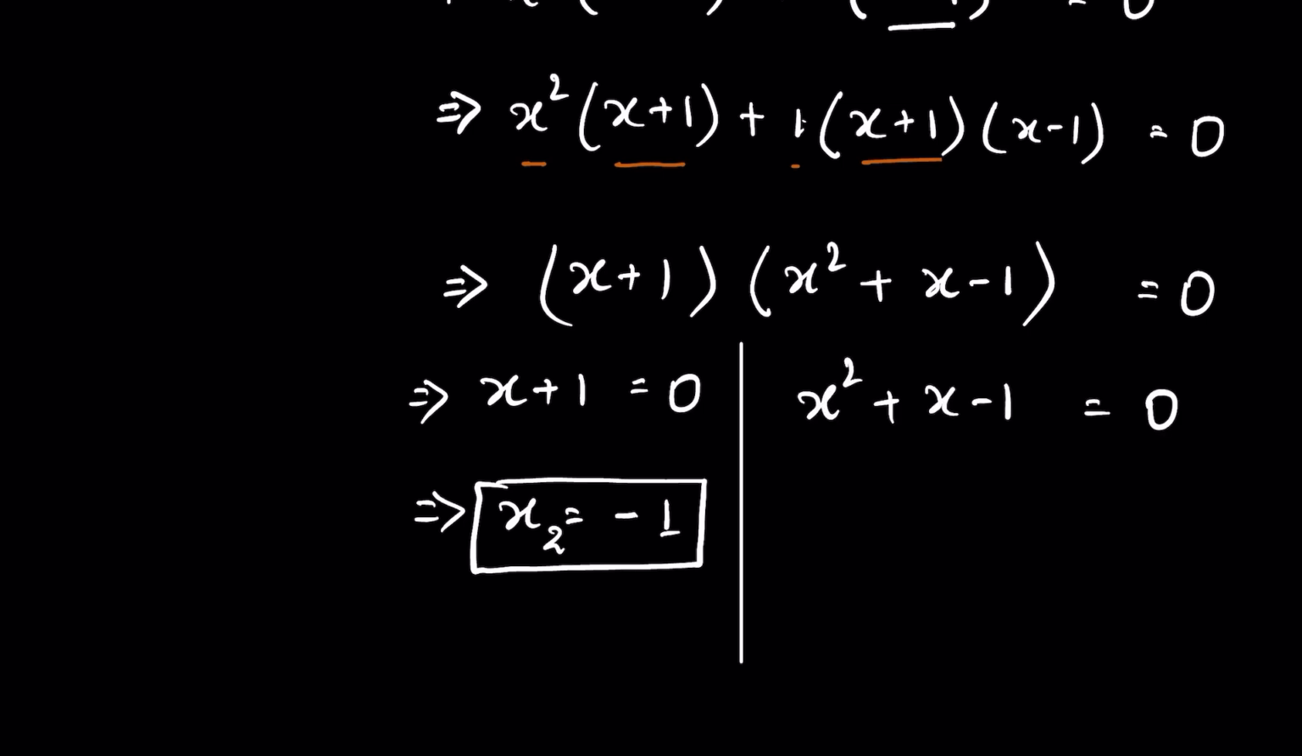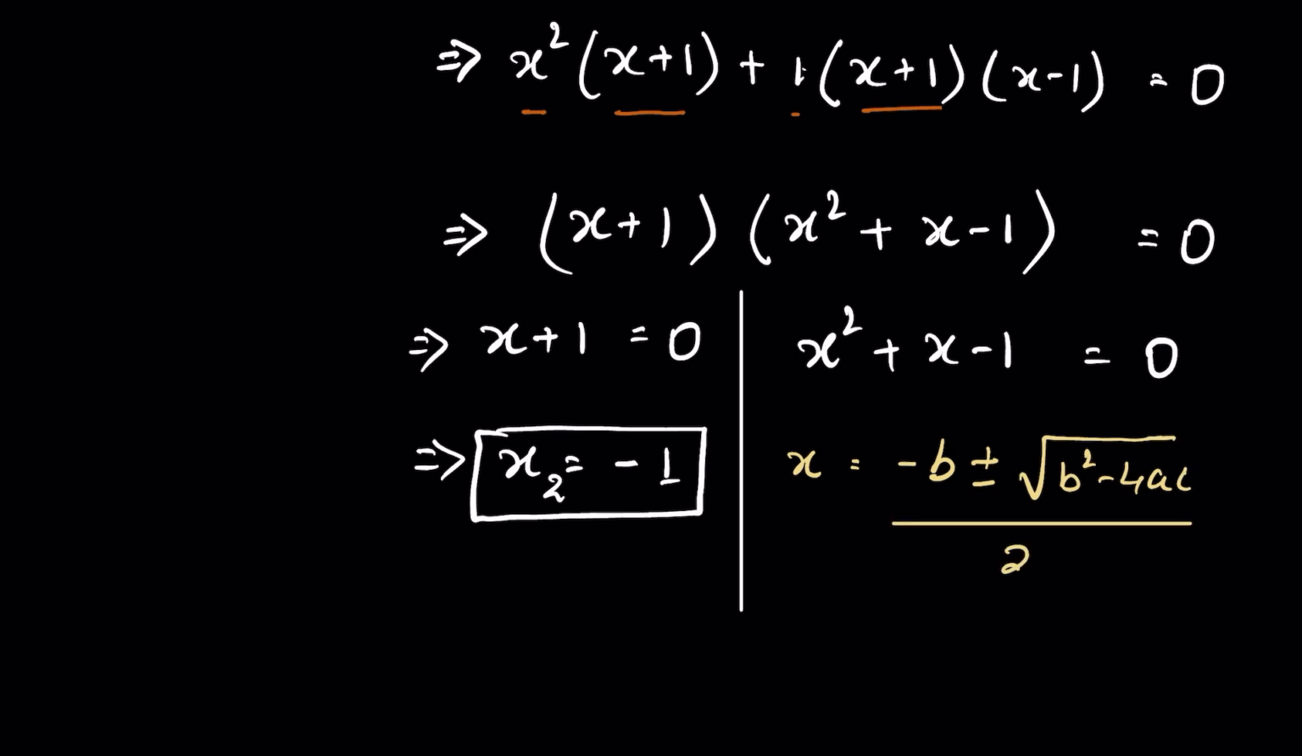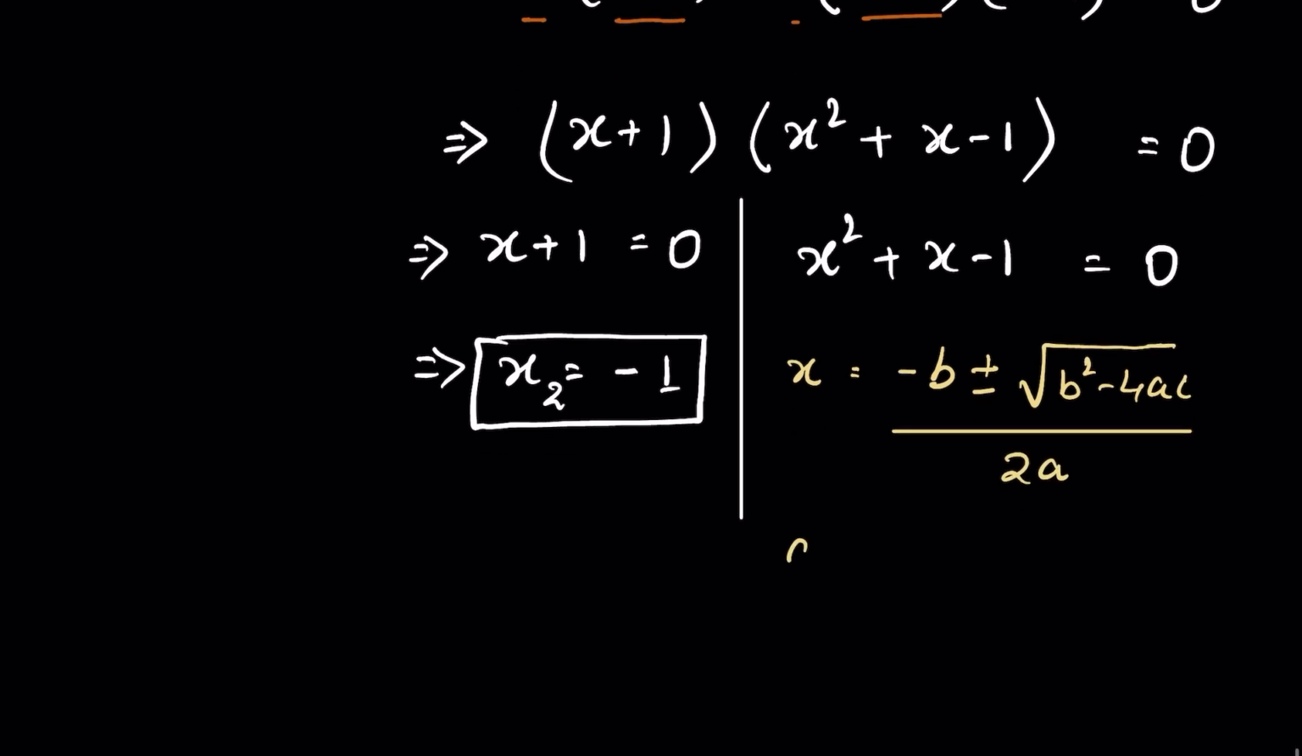Now this is a quadratic equation. We can find the solution for x by using the discriminant formula, where x equals (−b ± √(b² − 4ac)) upon 2a, where a is the coefficient of x², here it is 1, b is the coefficient of x, again 1, and c here is −1.